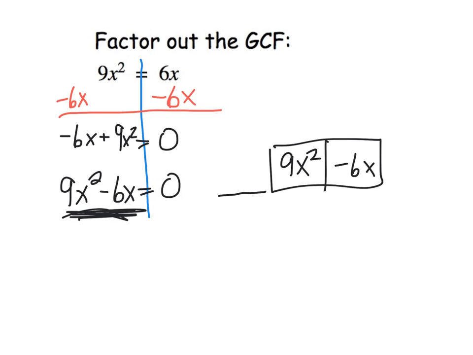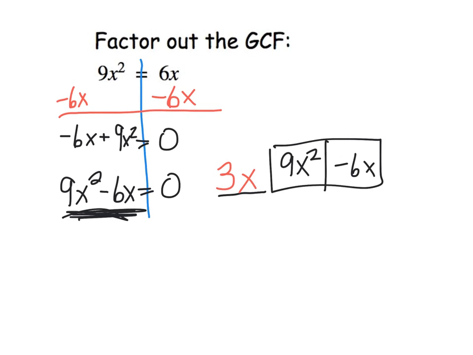So I've got a 3. And my leading number of 9 is positive, so my 3 is positive. And then I've got x squared in one of the boxes and x in the other, so I can take out an x. And then I'm going to divide to get my top numbers.